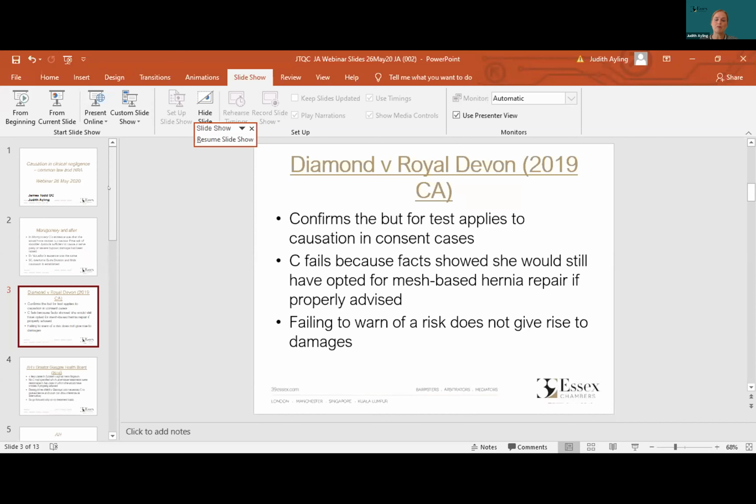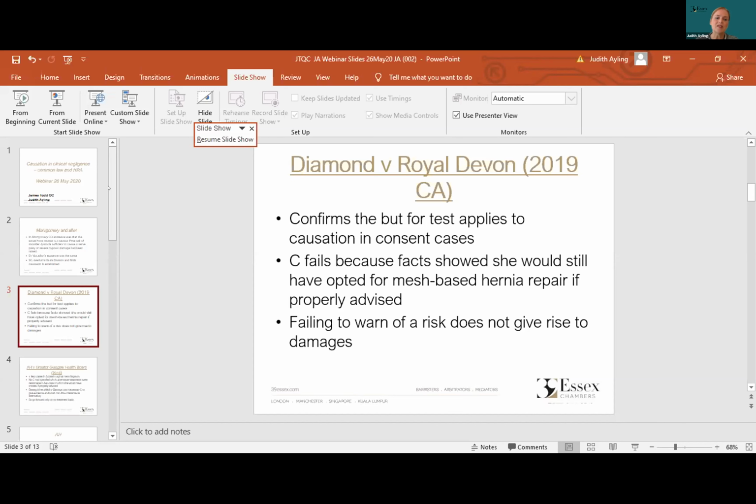So the but-for causation test applied. The claimant has to prove that she wouldn't have consented if she'd been warned differently. You mustn't apply hindsight, and the claim therefore failed. Now, the claimant was also seeking damages for psychiatric injury, but she failed with that on the facts because she couldn't prove that it was the advice that she'd been given in 2011 when she had the hernia repair. She couldn't prove it was that advice that had caused her any kind of psychiatric injury.